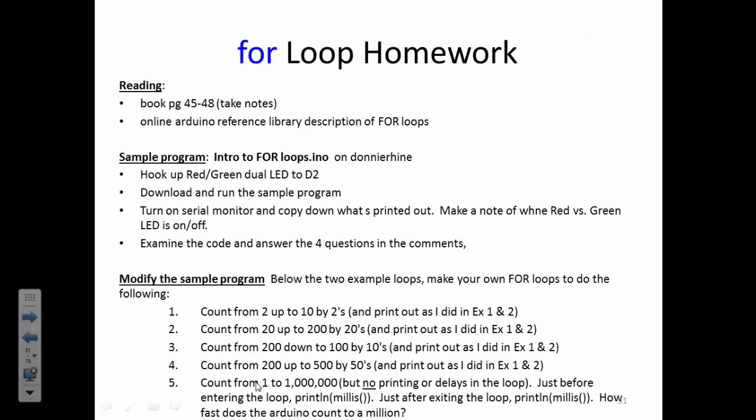And finally, the last one is interesting. I want you to use a for loop, set up a for loop to count from 1 to 1,000,000. Inside the loop, don't do anything. You can just leave it blank. Don't put any lines of code in there. Just before you go into the loop, I want you to print out the time using the millis command. So print line millis. And then do the loop, count to 1,000,000, and then jump out of the loop. And I want you to print the time just out of the loop.